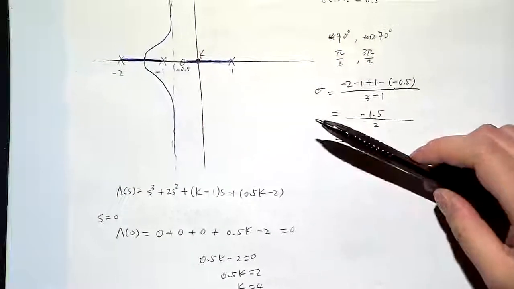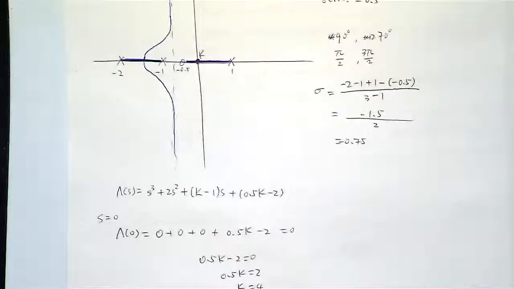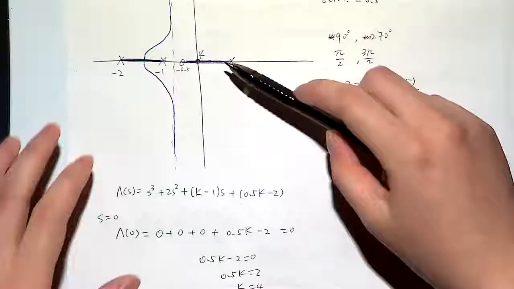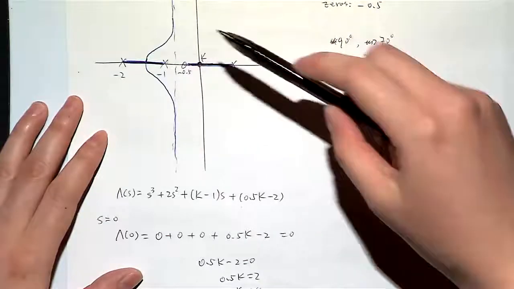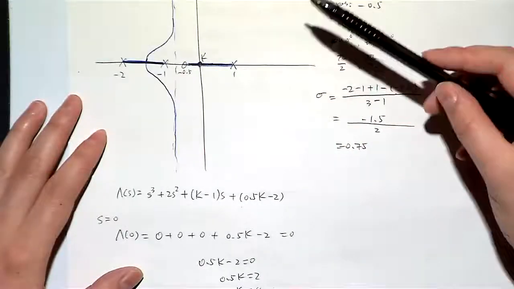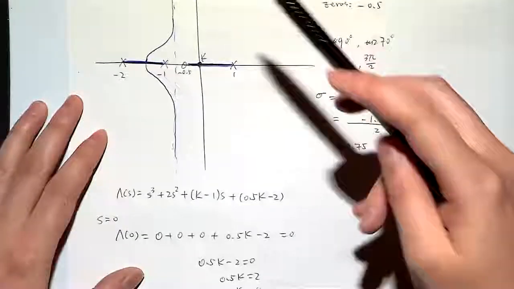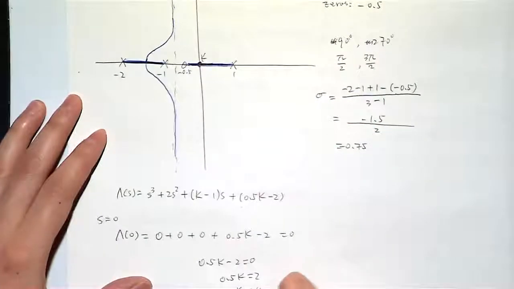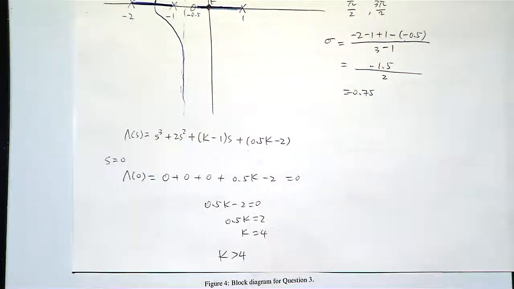So you know that as k increases, your pole moves from the open loop poles to your open loop zeros, right? So if you want it to be stable, it needs to cross the imaginary axis, right? Which means you need to have a k that is greater than 4, right?